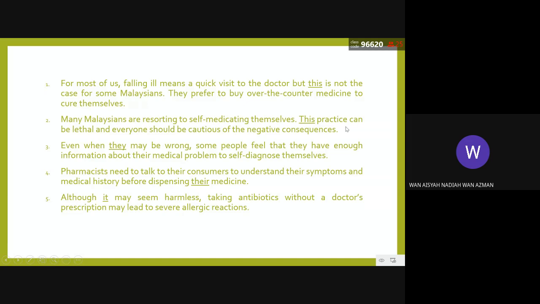Many Malaysians are resorting to self-medicating themselves. This practice can be lethal and everyone should be cautious of the negative consequences. So this here refers to self-medicating. Yes, very good. How about the third one?